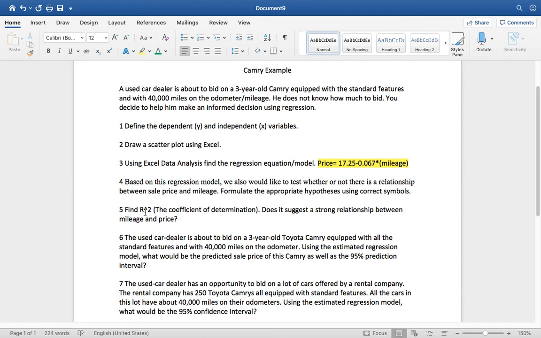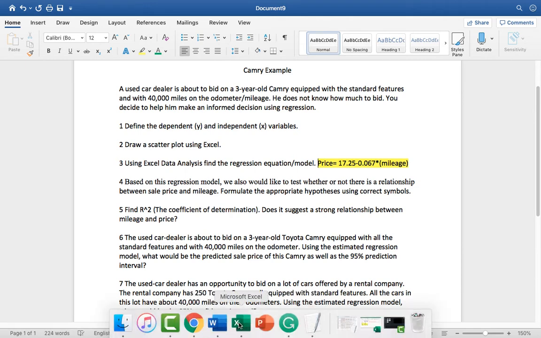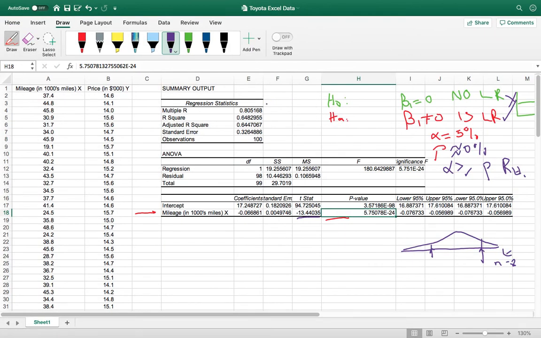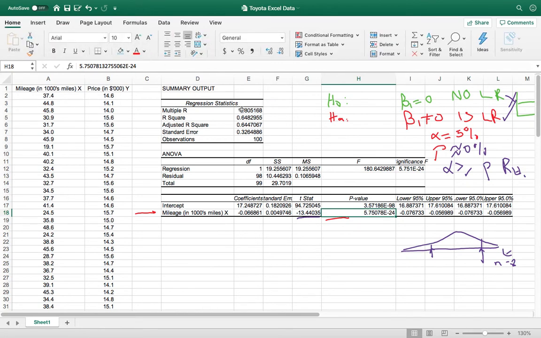So we've done 4, 5. Find r squared, which is also known as the coefficient of determination. Does it suggest a strong relationship between mileage and price? Let's have a look. Where's r squared? Let's go over here. So r squared is right here. And you can see r squared. It's 0.648, around 0.64, 0.65, which is about 65%.